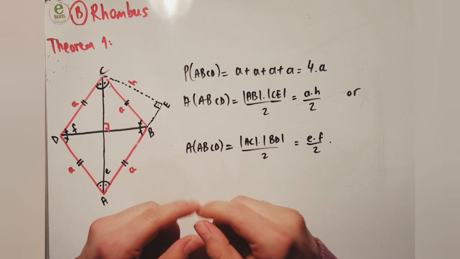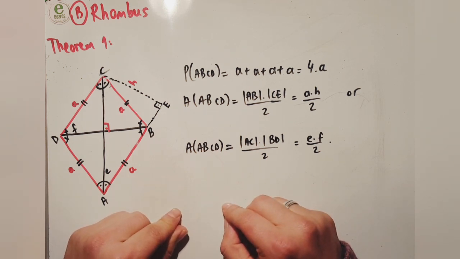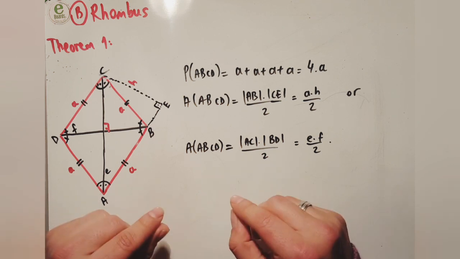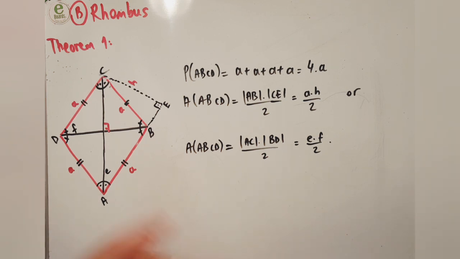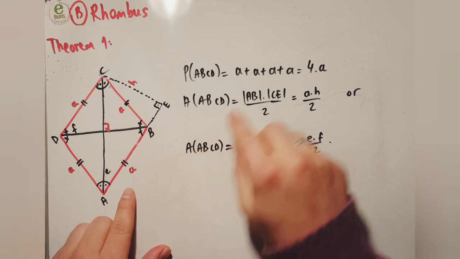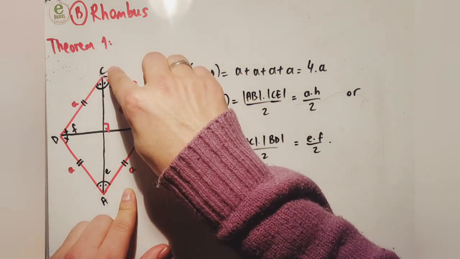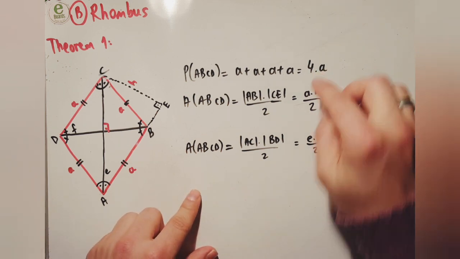Okay, for the theorems of rhombus, we do not have any specific properties of it. So just let me introduce you to how you can find the perimeter and area of a rhombus. Here, to find the perimeter of a rhombus, we are going to take all sides such as AB plus BC plus CD plus DA. At the end, we will have 4 times A.